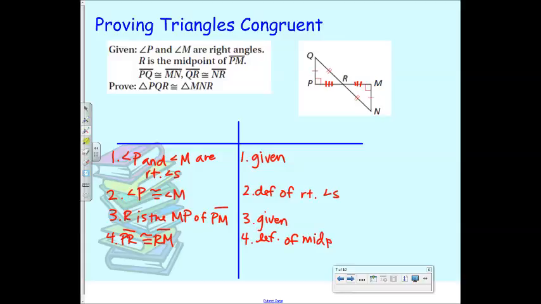And then my last two givens are PQ is, well, some of these are given, some of them are conclusions that we draw from the givens. So PQ is congruent to MN, and QR is congruent to NR. So I know now that 3 sides are congruent, and I know that this angle and this angle are congruent because we already said that. Is there anything else that I can say is congruent?